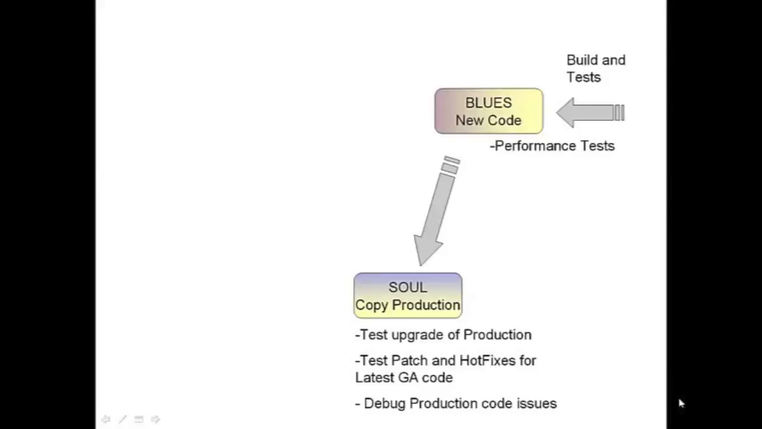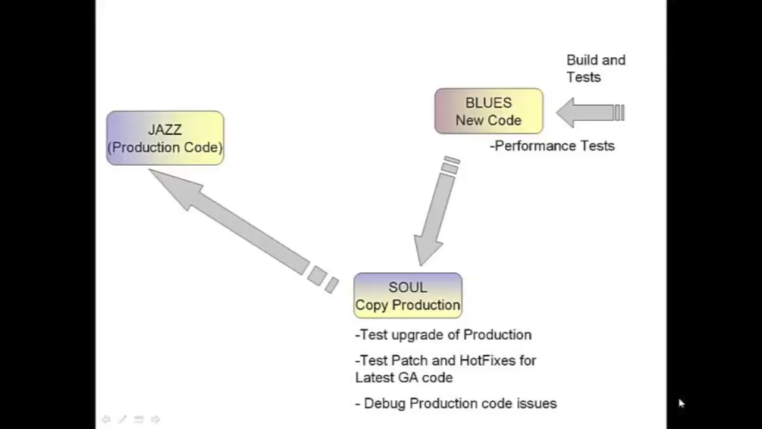So the goal of Sol is extremely important for debugging and testing the patch and the upgrade before we deploy into production. And once we have the go, that's where we do the outage inside Jazz. We bring Jazz down. We do the same upgrade process that we did for Sol, and we upgrade Jazz to the latest code.